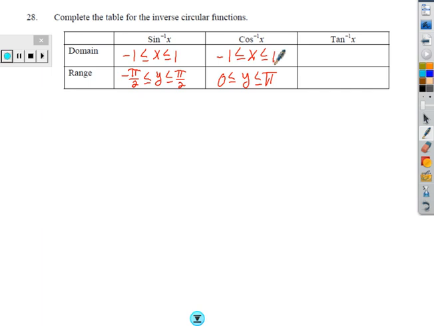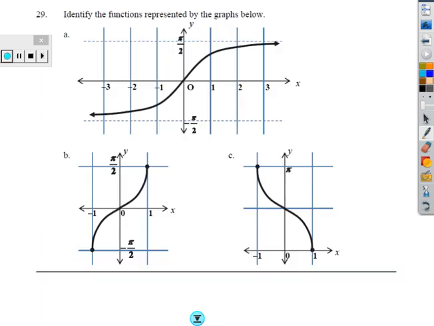Now for tangent, it's important to remember that tangent is sine divided by cosine. So every time cosine is 0, you're going to get an asymptote. So our range here only goes from negative pi over 2, strictly less than y, strictly less than pi over 2. It can't touch pi over 2 because we've got the asymptote. And the domain is all real numbers, since it's sine divided by cosine, so we can have some fairly large numbers.